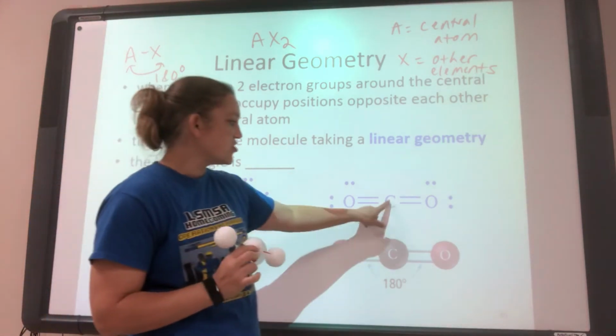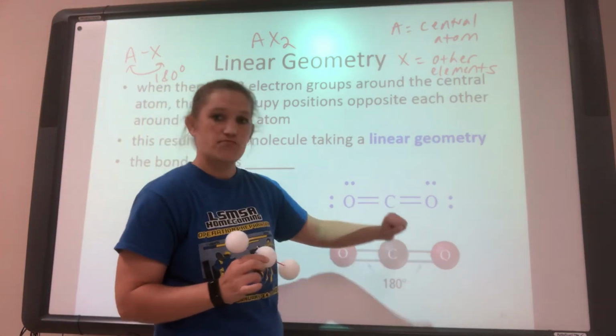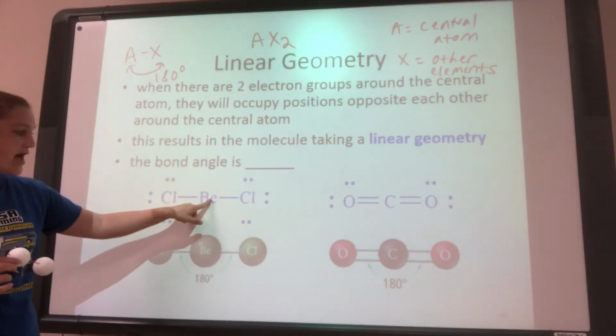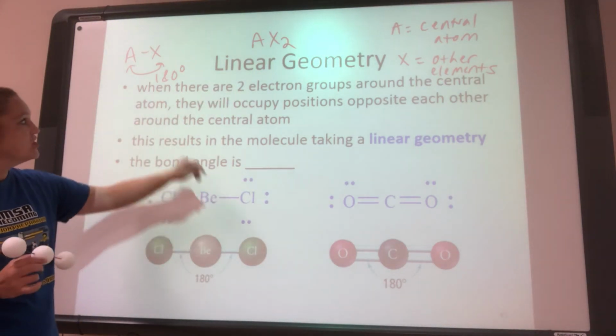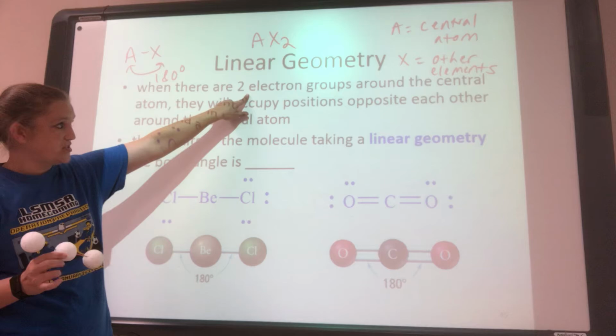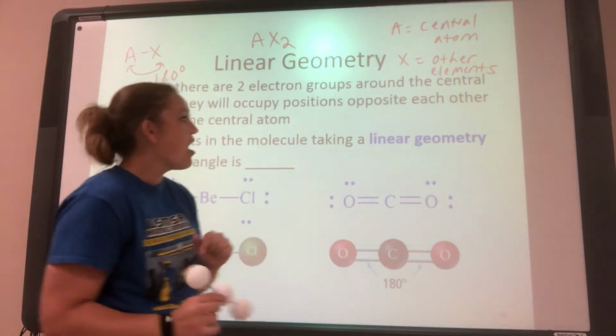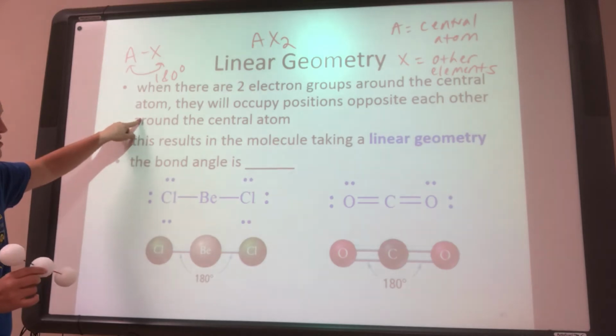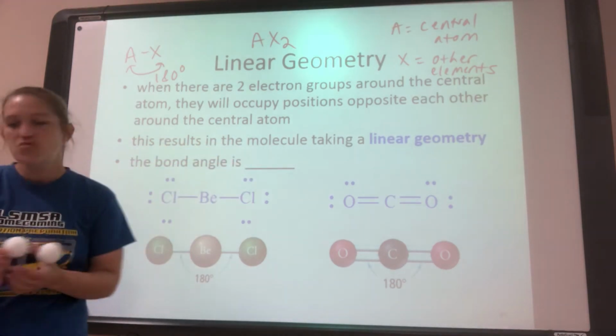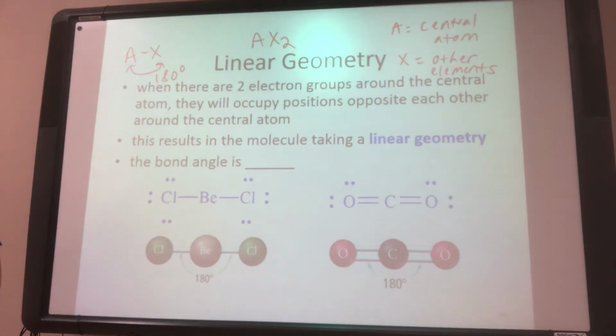So you'd have your central atom and two electron groups. When there are two electron groups, they're going to be on opposite sides, okay? Opposite sides from each other. This is going to be a linear geometry, and you get 180 as your bond angle, okay?